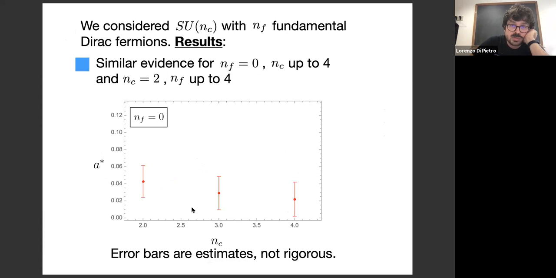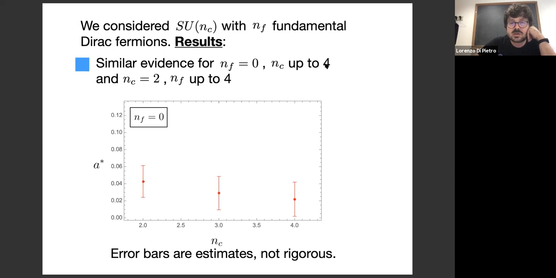Then here what I'm showing is the value of the coupling at the fixed point for Yang-Mills and different values of the number of colors. So we have similar evidence to the one I just showed for no flavors, so pure Yang-Mills, with the number of colors up to 4. And similarly, we studied SU(2) and increasing the number of flavors. And we also have similar evidence when N_F goes up to 4.